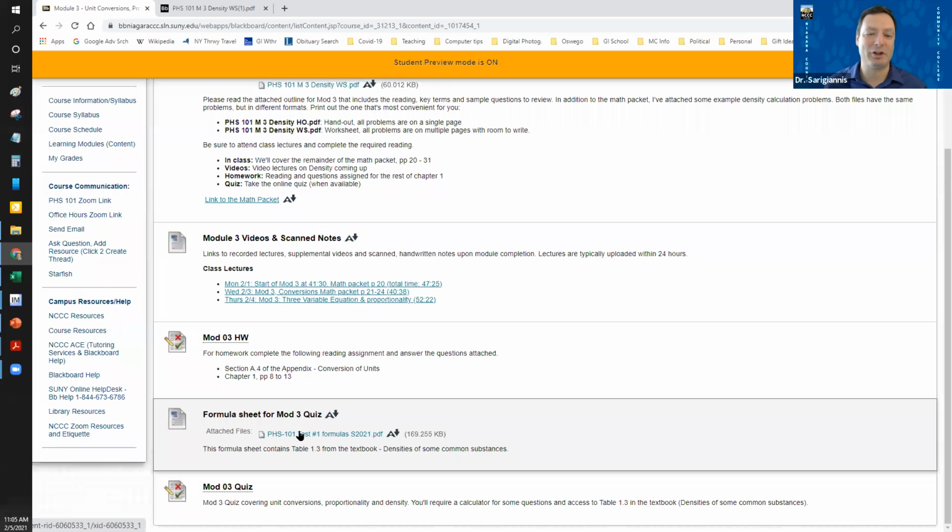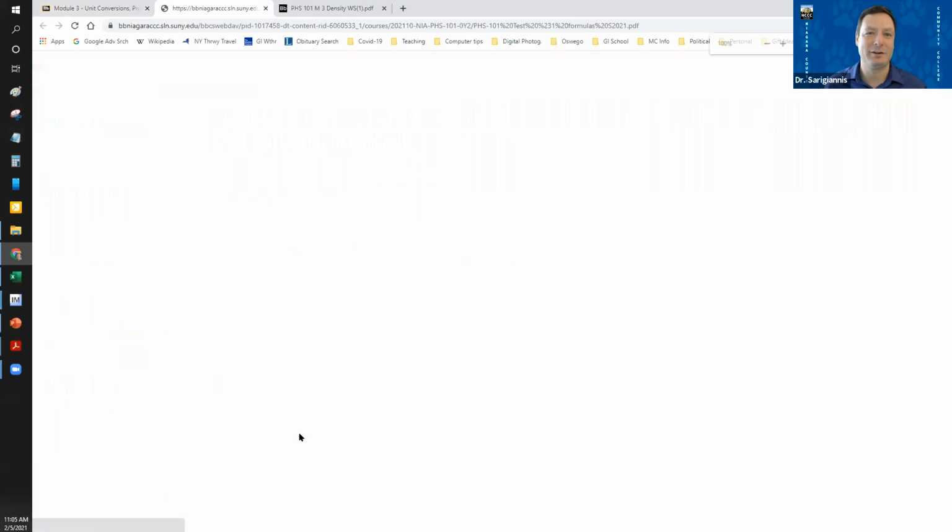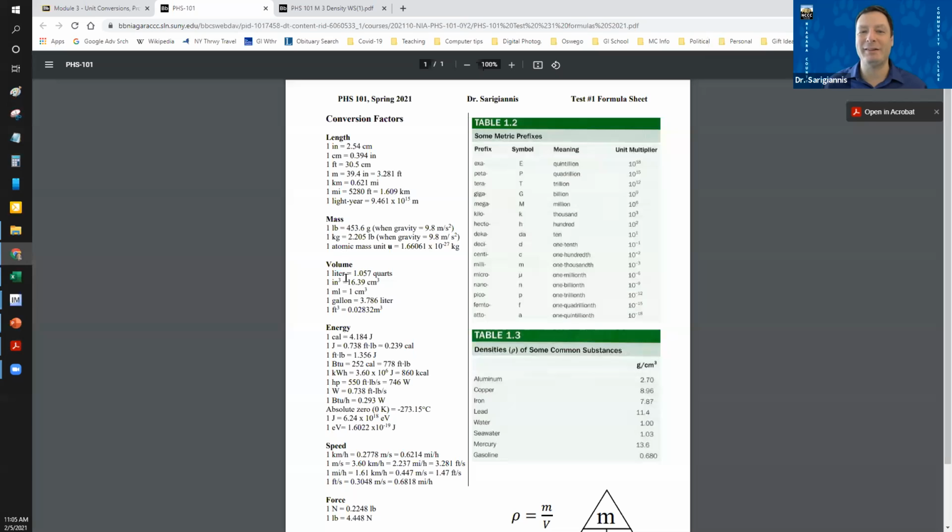Oh, formula sheet for the Mod 3 quiz. It's right here. Yeah, this is basically the same formula sheet you'll be using for test number 1. It says test number 1 on the top because this is the same formula sheet you'll be using.